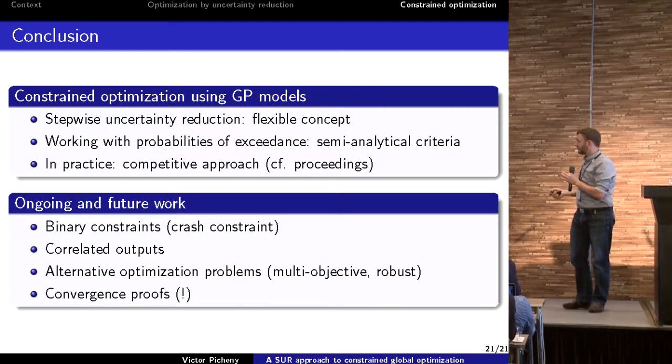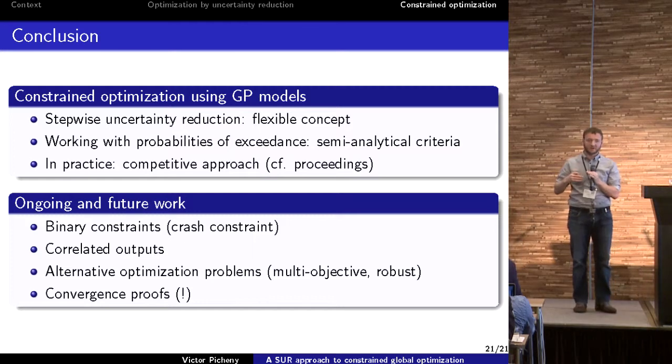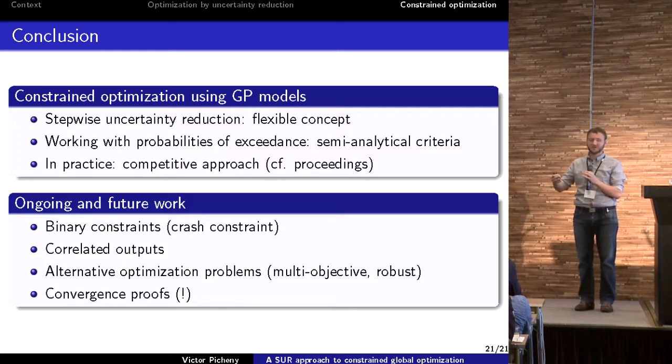And so that's quite an ongoing work, because some potential ways to improve it is to look also at binary constraints. That's actually a nice problem because a lot of times you have a simulator that is very expensive to compute, and sometimes it crashes. And so that's a hidden constraint. You don't know if you're going to have a response or not. Sometimes you do, sometimes, I don't know, you have just an error in your FEM code. And you can address that very easily with the stepwise uncertainty reduction. You just have to change the definition of the volume of interest.